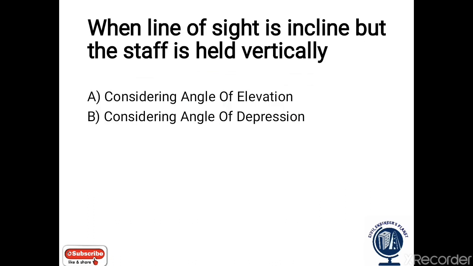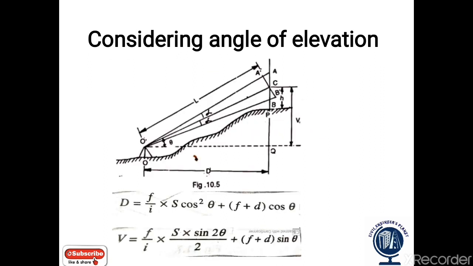There are two cases. First is when we consider angle of elevation and the second when we consider angle of depression. So we will see first angle of elevation. Here the formula for calculating the distance is f by i into s cos square theta plus f plus d cos of theta, and for vertical distance, f by i into s into sine of 2 theta divided by 2 plus f plus d into sine of theta.